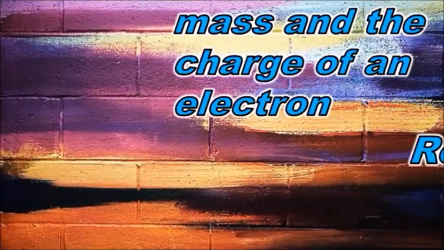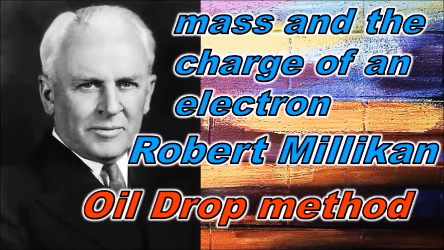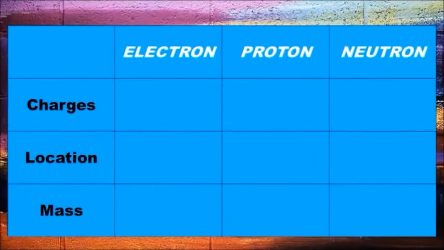Later on, scientists were interested in measuring the mass and the charge of an electron with great precision. It was done by Robert Millikan, and his experiment is called the oil drop method. Now, there are three factors we need to describe to give meaning to what an electron is. First is its charge, and we can fill that in as negatively charged, according to the cathode ray experiment. Next is to find the location and mass of an electron. But before that, let's continue to the discovery of the proton and neutron.